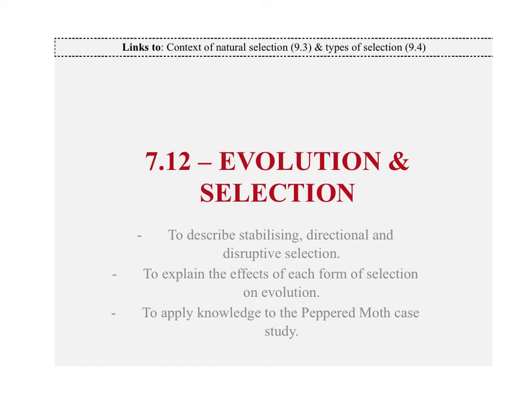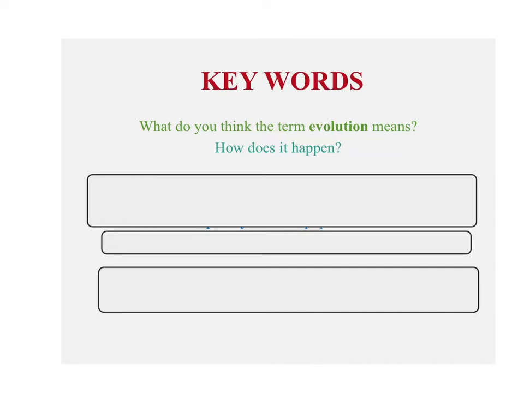So let's get started. First thing I'd like you to do for me is define evolution. So write your own definition exactly as you would do in an exam. What does it mean? And then maybe give me some reasons as to how it happens. Pause, play again when you're ready.